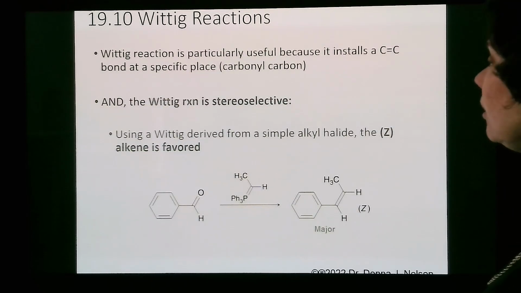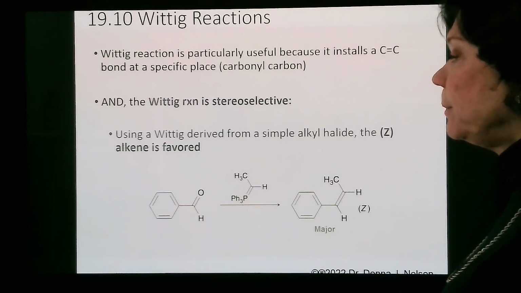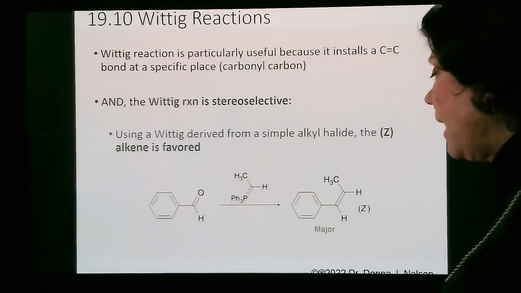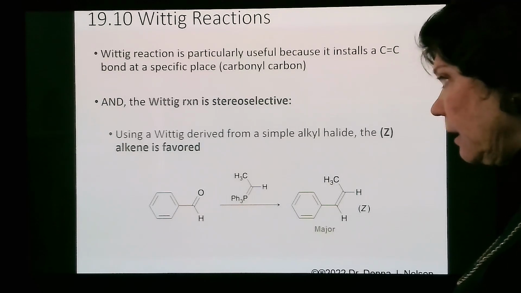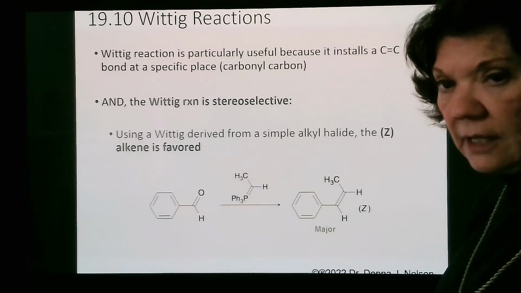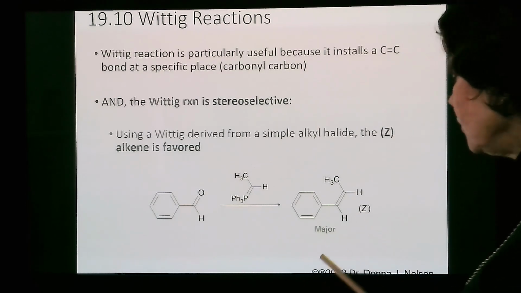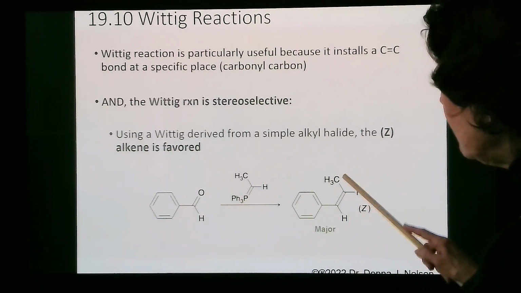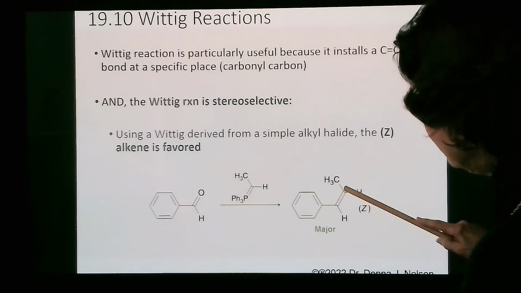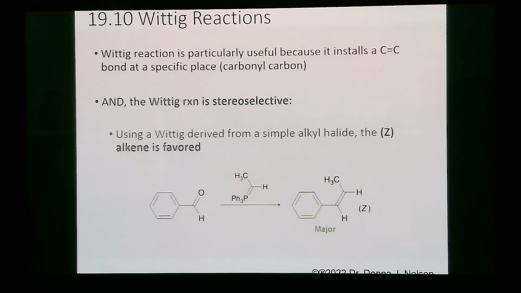Now, this is very useful because it can install a carbon-carbon double bond, but it is not completely stereoselective. So in other words, here you can see that the Z isomer is the major isomer, but you are going to have some of the trans compound formed. So here you can see this is cis. You're going to have some of the trans compound formed.